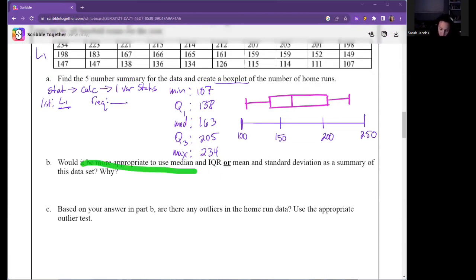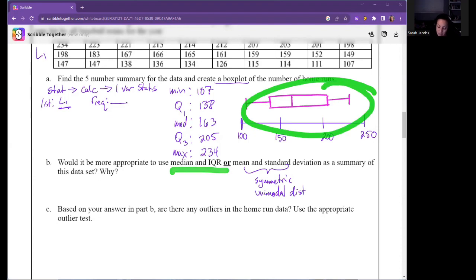When it comes to deciding between median and IQR versus mean and standard deviation, you want to use mean and standard deviation when you have a symmetric and ideally unimodal distribution. For everything else, if you don't have symmetry, if you have multi-modes, use median and IQR. This is a little bit skewed right, but it's pretty symmetric. I think you could make a good case for either.